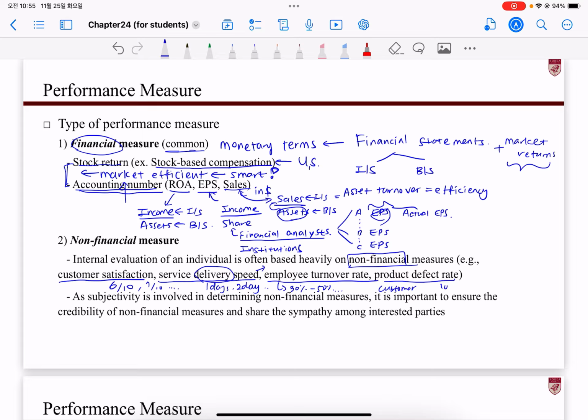Out of 100 products, how many of them are likely to be defective? Is it 10? Is it 5? Is it 1? The lower the better, right? So all these metrics, although it's not in terms of monetary, it's still related to numbers.